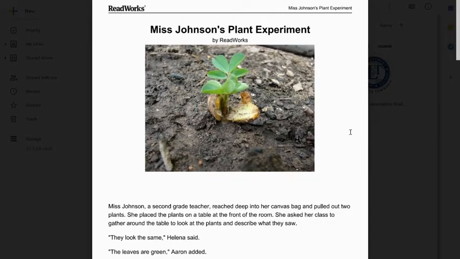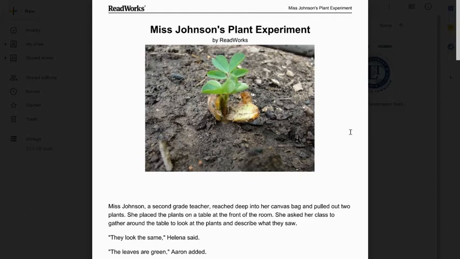Miss Johnson's plant experiment. Miss Johnson, a second grade teacher, reached deep into her canvas bag and pulled out 2 plants. She placed the plants on a table at the front of the room. She asked her class to gather around the table to look at the plants and describe what they saw. "They look the same," Helena said. "The leaves are green," Aaron added. "They're standing straight up," Lee noted.